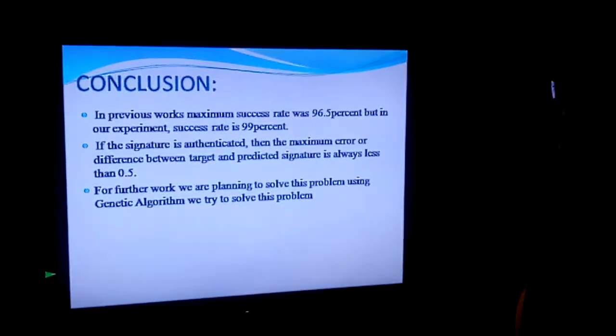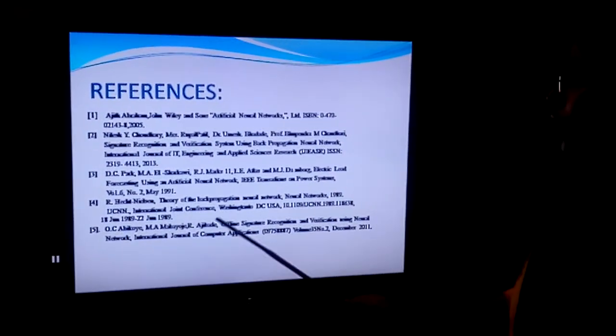and our success rate is 99%. One more thing: when someone writes or signs, the signature difference is based on speed, motion, and also the thinking of that person. So in future we will try to authenticate signatures based on human thinking at that time. We will try to solve this problem in future using a genetic algorithm, and these are the references.